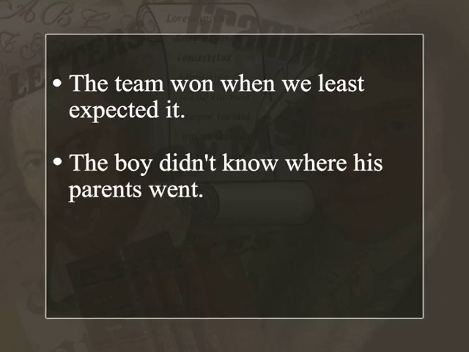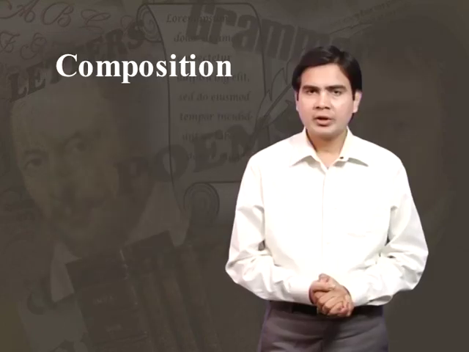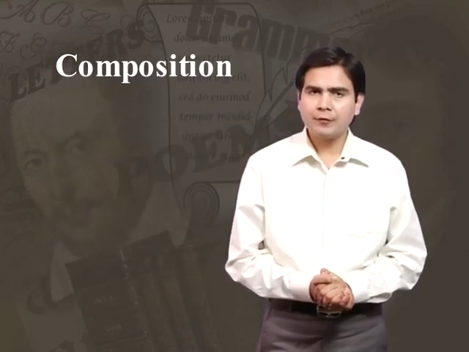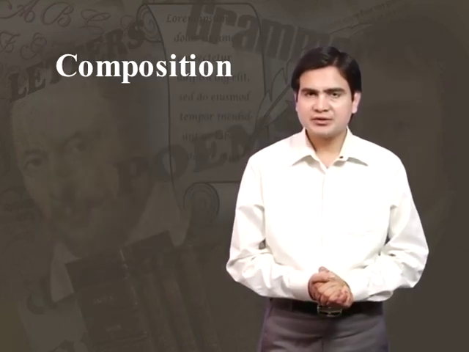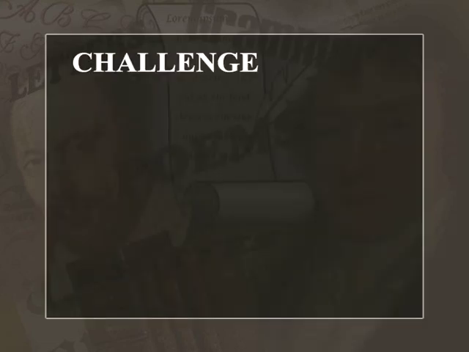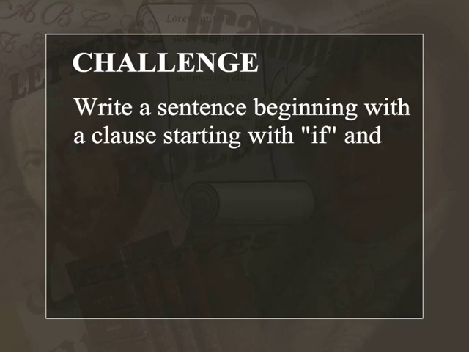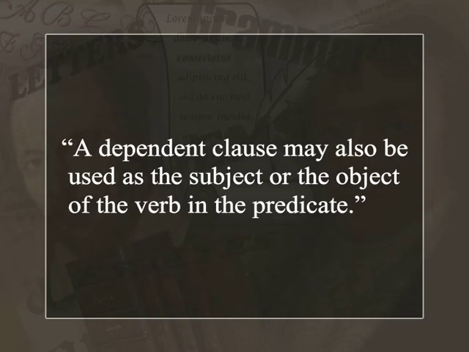The boy didn't know where his parents went. If you want to play ball Friday, let me know. Notice that a comma must follow an introductory clause starting with a subordinating conjunction. Challenge. Write a sentence beginning with a clause starting with if and one with when. A dependent clause may also be used as the subject or the object of the verb in the predicate.